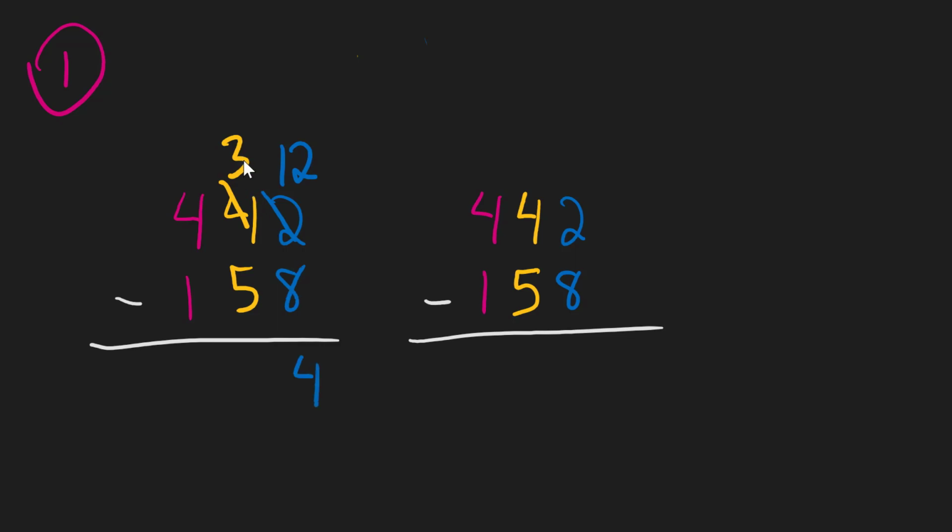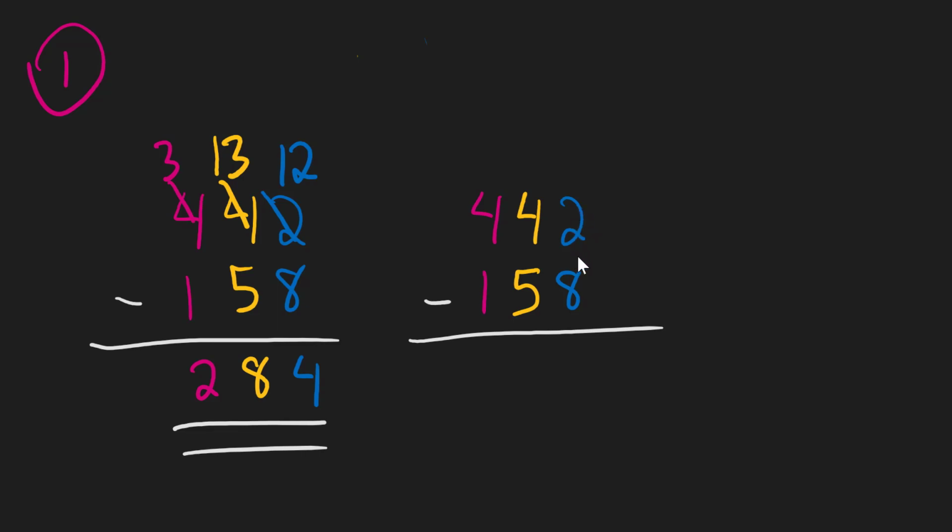And then we have 3 minus 5. But the 3 is smaller than the 5. So we need to borrow from the hundreds place to make this 3 into a 13. And so now we have 13 minus 5, which is 8. And 3 minus 1, which is 2. And so the answer is 284. So let's go through this problem again, just a bit slower so you can really understand what's going on here.